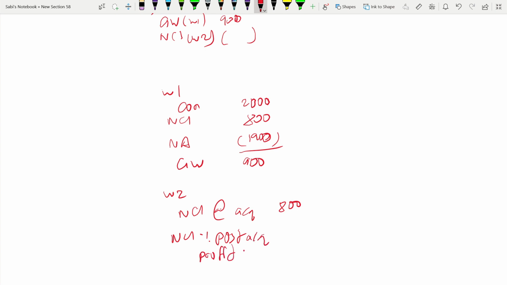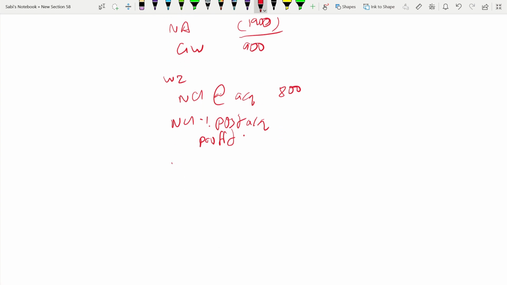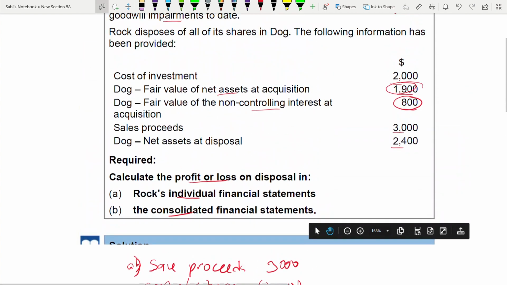70% was there, right? So NCI will be 30%. Post acquisition profit, how much? You have to check the net asset. The movement in the net asset is the post acquisition profit. So at acquisition, net asset was 1,900. At disposal, net asset was 2,400. The difference.